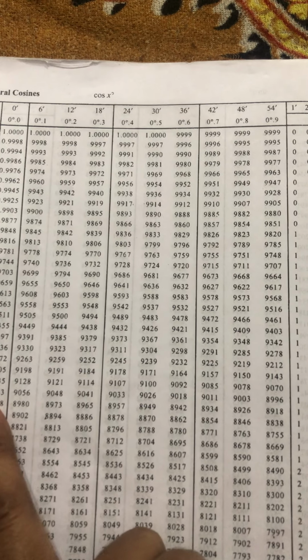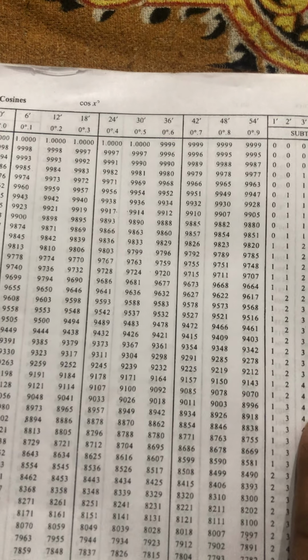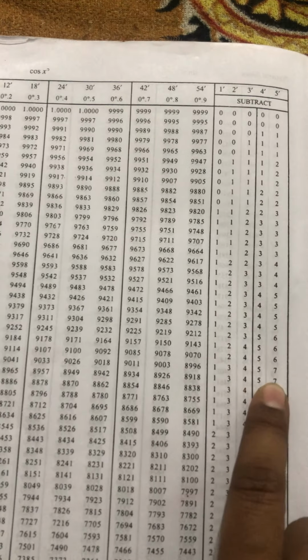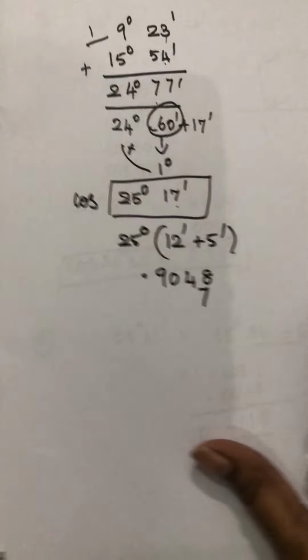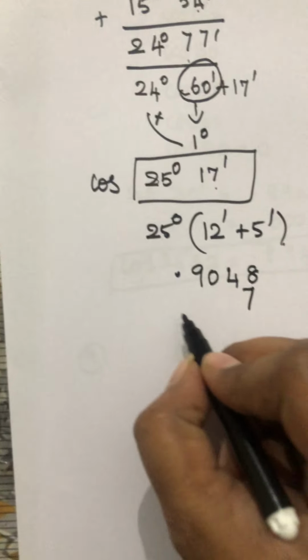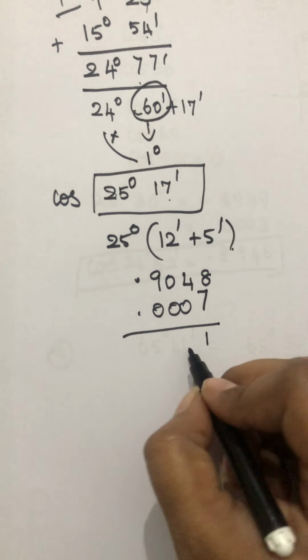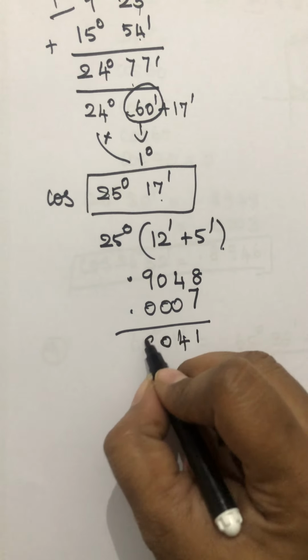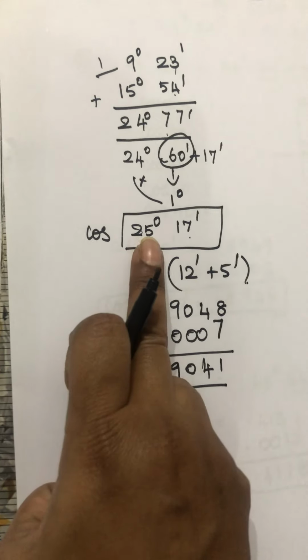So 25 and 5 minutes. So that is 7. See, it is 7. So for 7 I am writing this 7. Okay, so now what do we do? We have to subtract. So 1, 4, 0, 9. So that's all. This is our answer, the value of cos 25 degree.